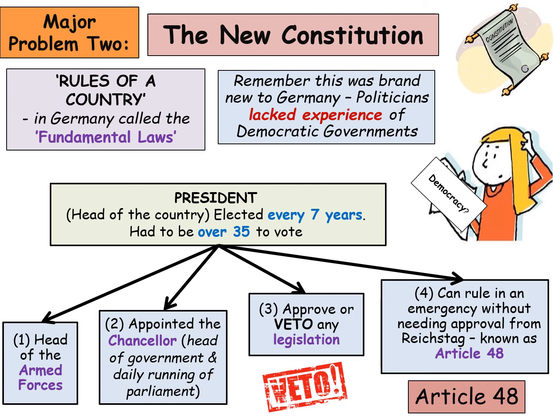The president was elected to be head of the country every 7 years, but you had to be over 35 to vote. He was in charge of appointing the head of the armed forces, and appointing the chancellor, who was the head of the government and basically ran parliament from day to day. He could veto any legislation, which meant he could say no to anything and put a stop to it, and he could rule in an emergency without approval under Article 48. So that's kind of the constitution and the problems that that includes.